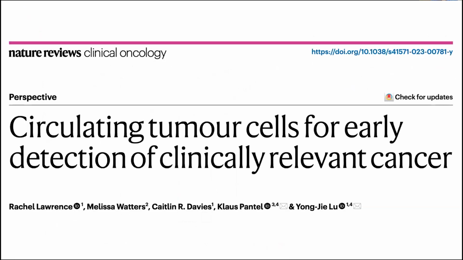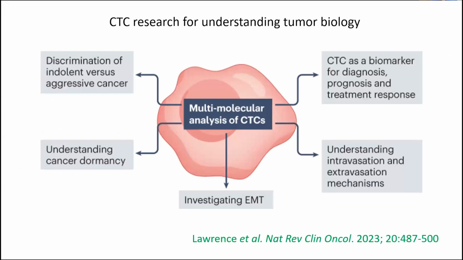Also, we have just published a perspective paper, a bit provocative, saying maybe even circulating tumor cells, which have a lower concentration, of course, in early stage patients, if we increase the capture rate, for example, by increasing the volumes, we might be able to use CTCs also for early detection of more aggressive clinically relevant cancers. And I think we also have stated that CTC research can help for the understanding of tumor biology. I have no time to go into any details. So I think that also combining ctDNA analysis with CTC analysis could really give some good information.